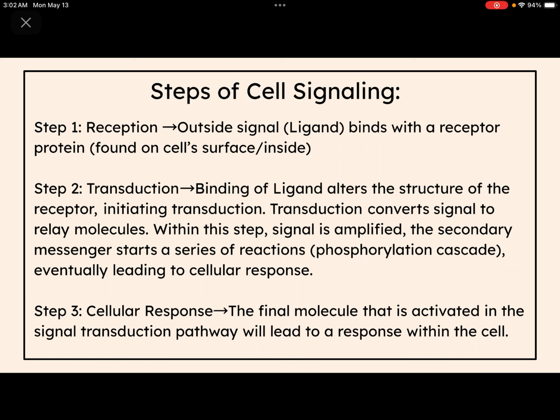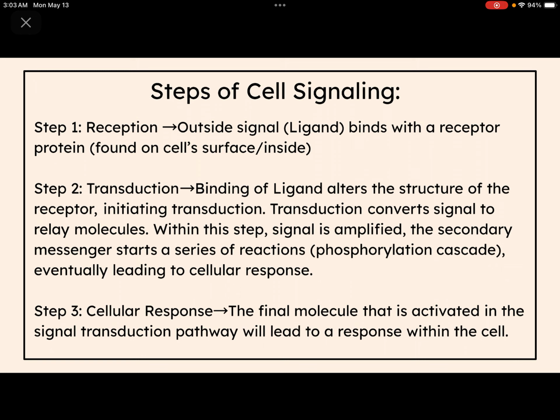And then step 2 is transduction, which is the binding of ligands, which alters the shape of the receptor and initiates transduction. Transduction converts signals to relay molecules, and within this step, the signal is amplified and the secondary messenger starts a series of reactions, which is also known as a phosphorylation cascade, and this eventually leads to a cellular response. Step 3 is the cellular response, which is when the final molecule that is activated in the signal transduction pathway will lead to a response within the cell.